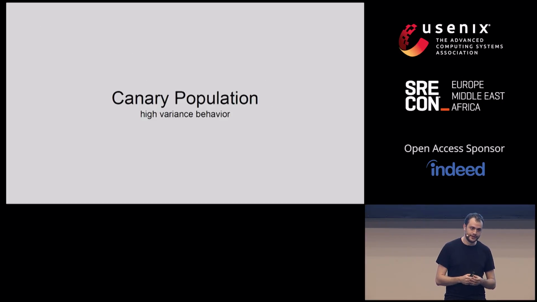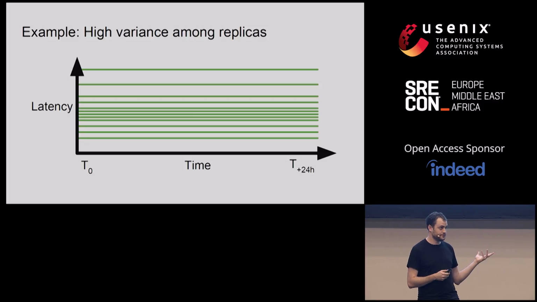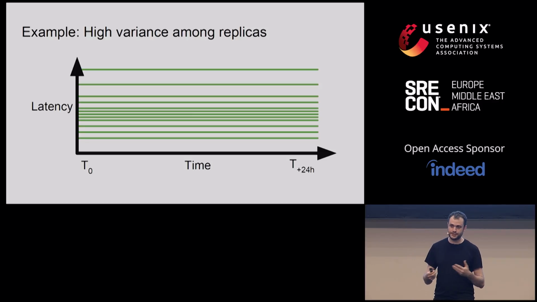Next, what if you have high variance behavior? So let's think latency. In this graph, you see about 10 replicas-ish of some serving process. And latency is kind of all over the place. Intentionally, there are no numbers, but you can see that it's not exactly the same line. Different replicas have slightly different latency.